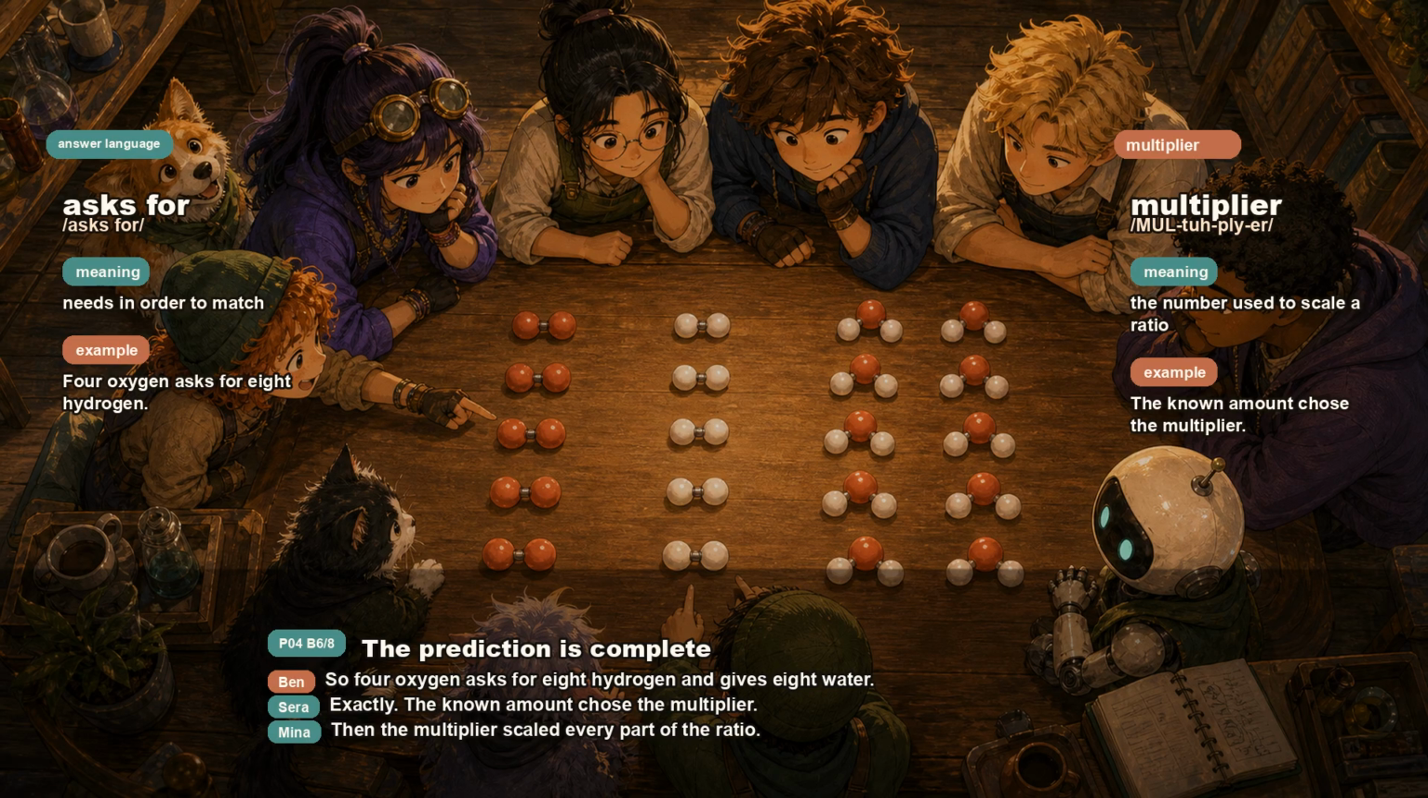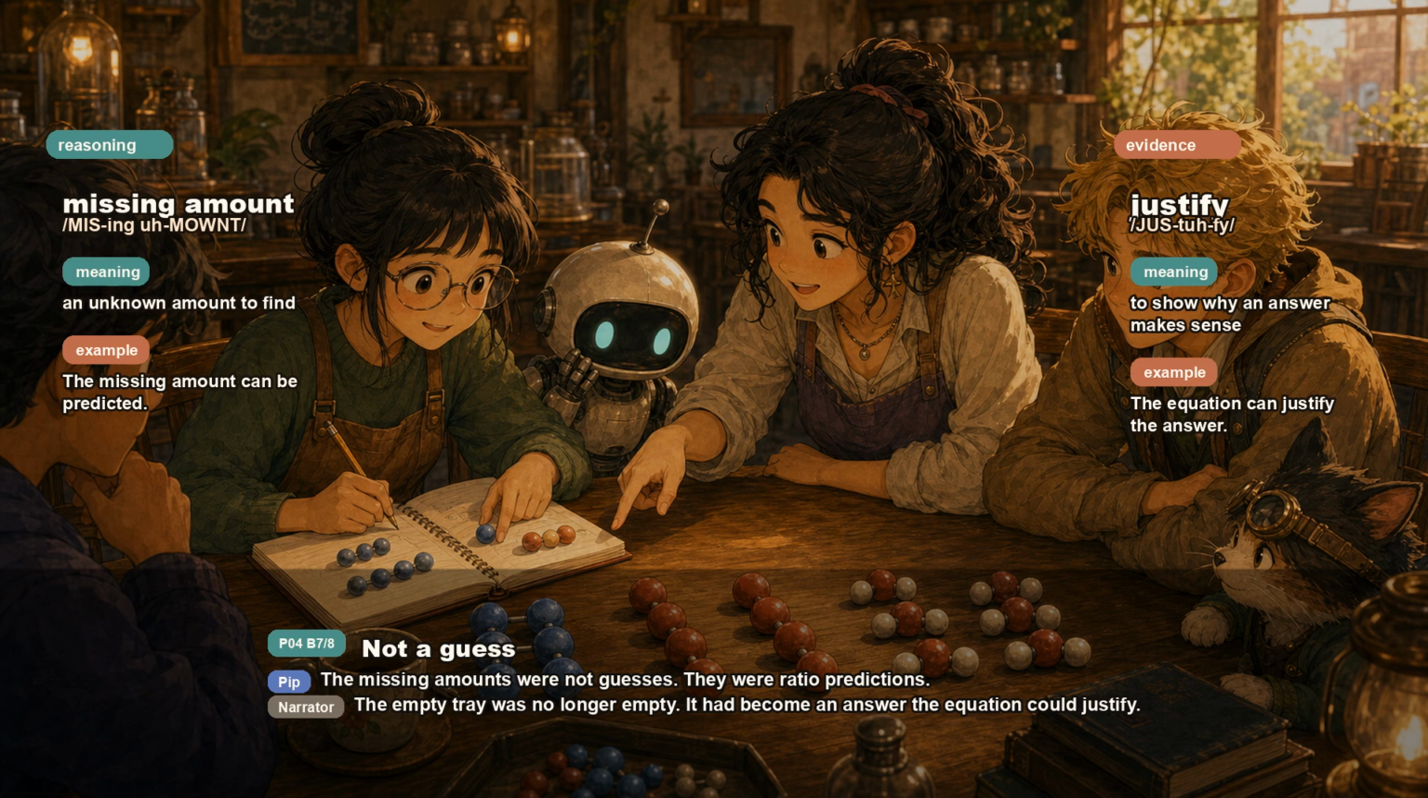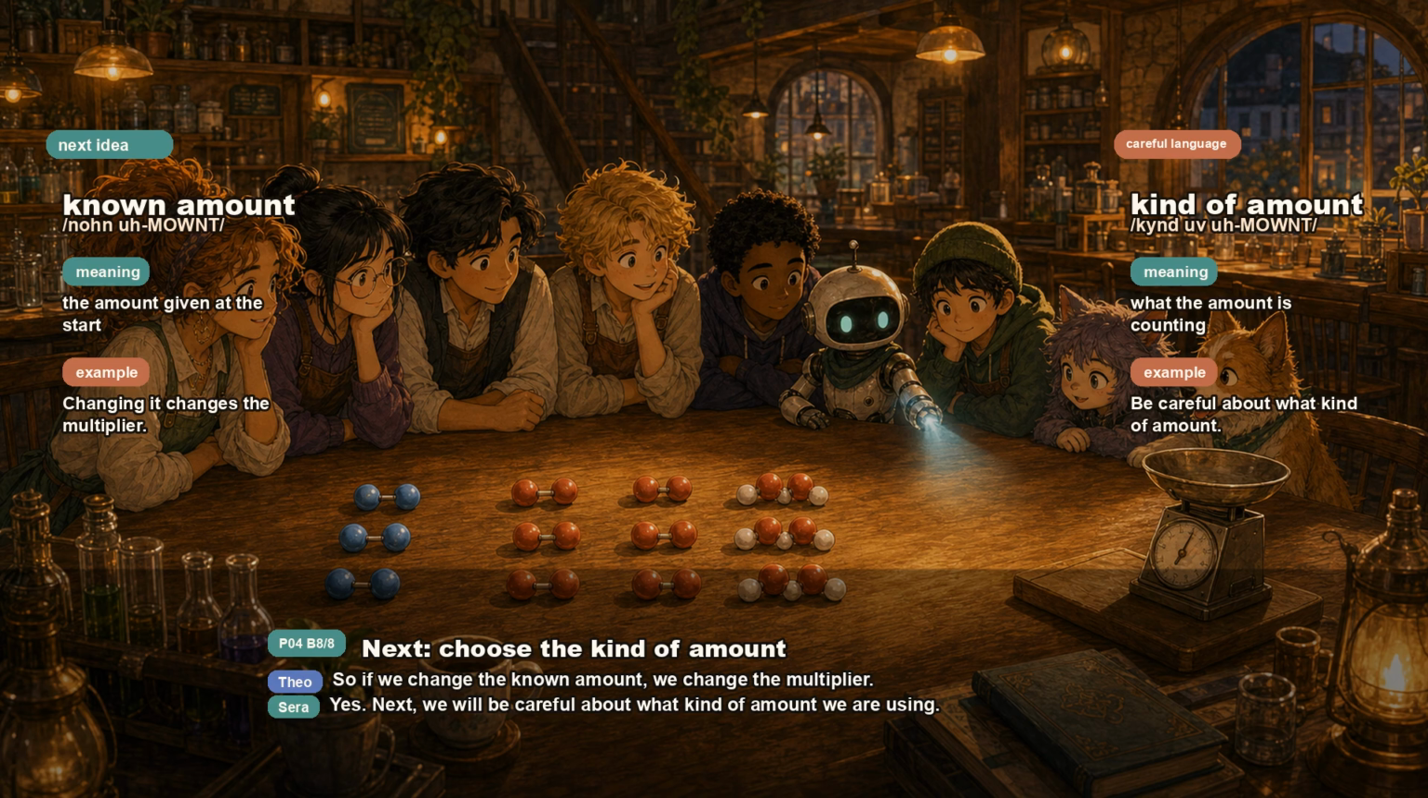Exactly, the known amount chose the multiplier. Then the multiplier scaled every part of the ratio. The missing amounts were not guesses, they were ratio predictions. The empty tray was no longer empty. It had become an answer the equation could justify. So if we change the known amount, we change the multiplier. Yes, next we will be careful about what kind of amount we are using.